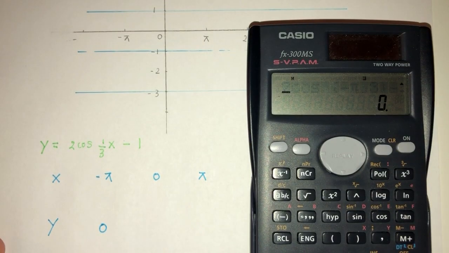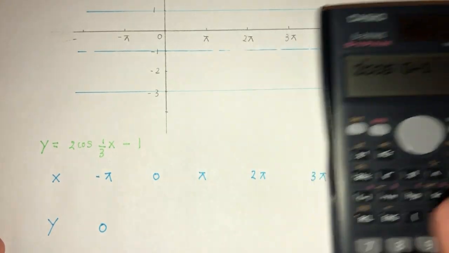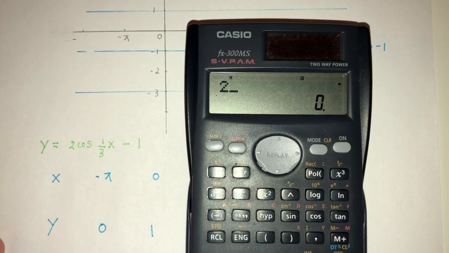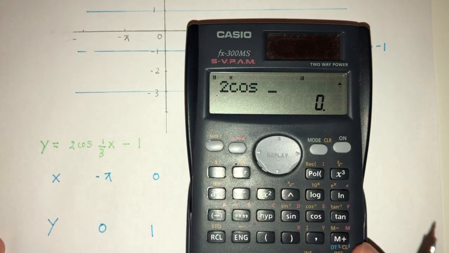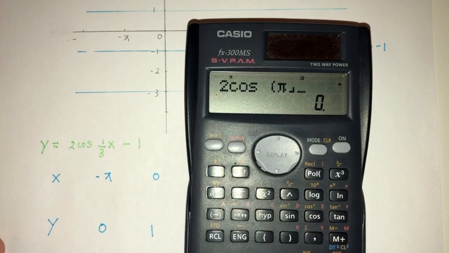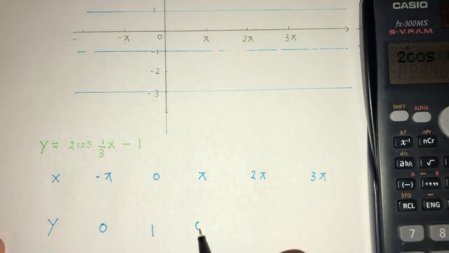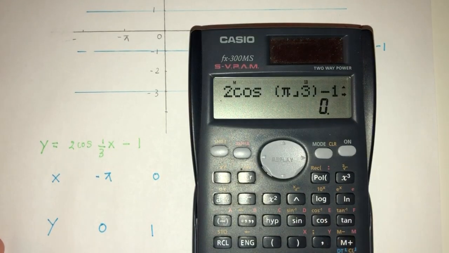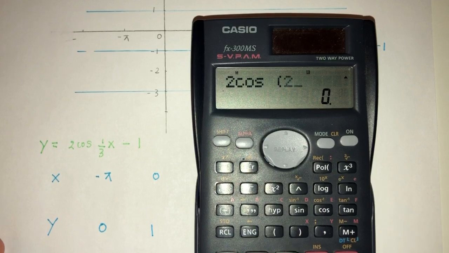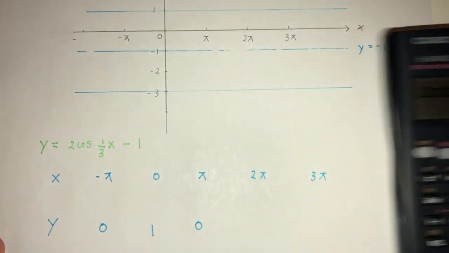Now we have 0 here: 2 cos 0 minus 1. That will be 1. Then we have pi: 2 cos pi over 3 minus 1. That will be 0 as well. Here we have 2 pi: 2 cos 2 pi over 3 minus 1. This will be minus 2.